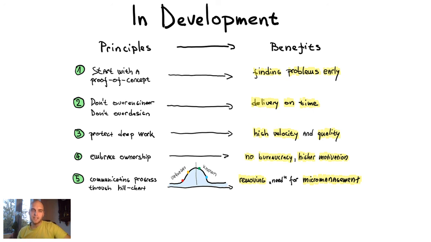So the idea of the hill chart is that the left part of the hill is the area of unknown, and the right part of the hill is the known part. The analogy is that when you start, for example, working on those front end changes, you start working on that proof of concept, you are actually exploring what needs to be done, what are all those edge cases that I need to cover.